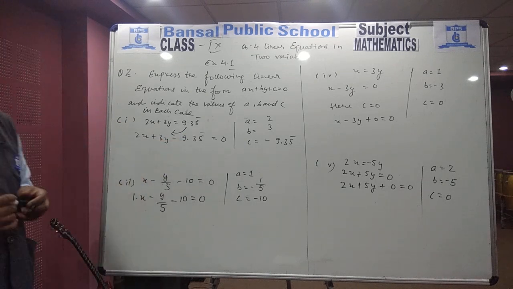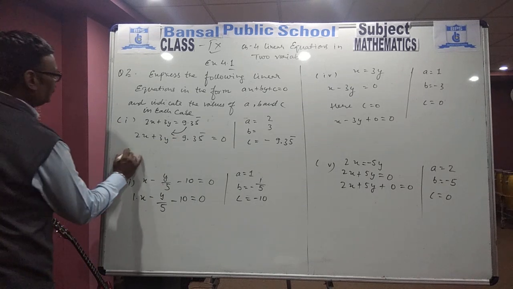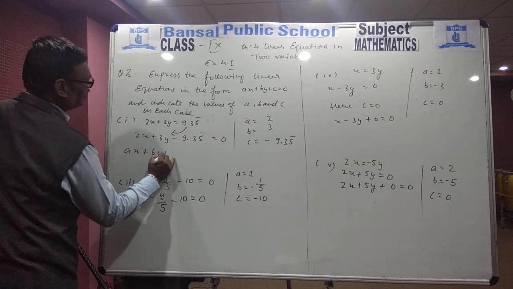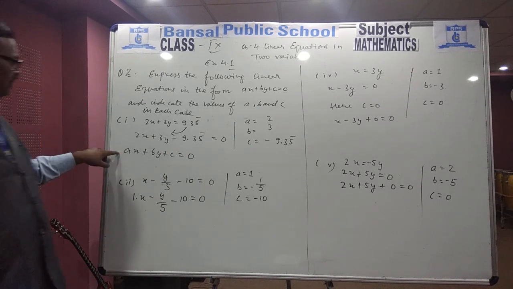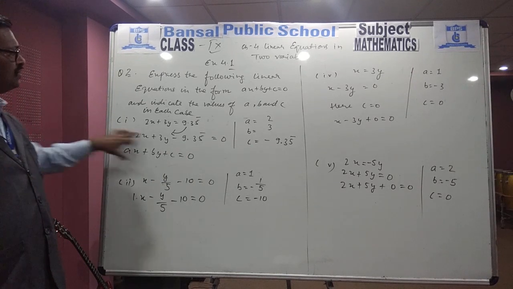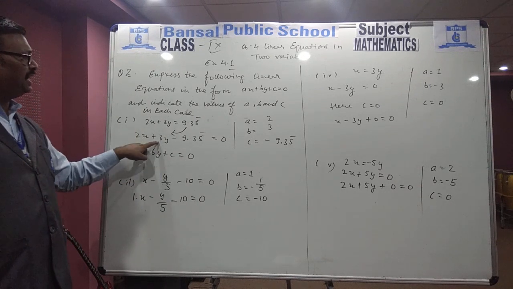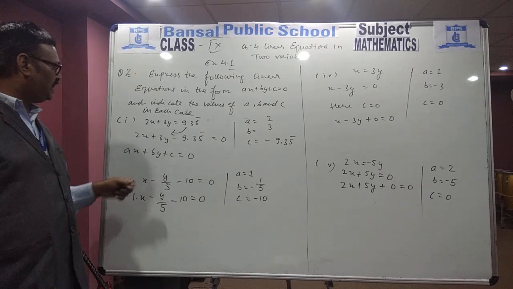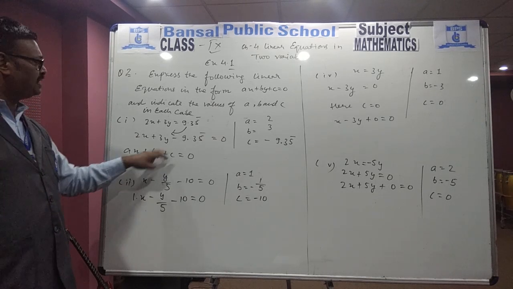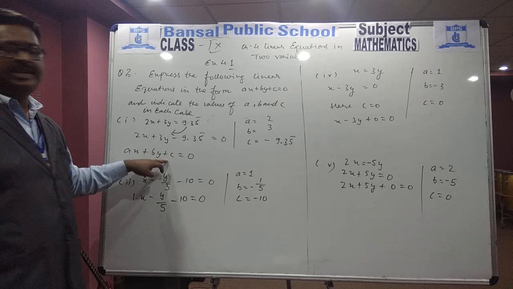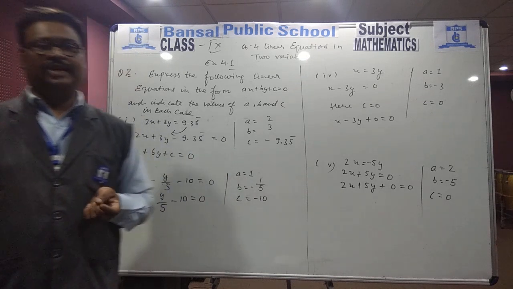So now let us compare it with the general form, that is ax plus by plus c is equal to 0. So what is a here? When I compare with the equation, a is equal to 2. Now let us look for b. b is here 3. And what about c? Check. It is a plus sign in the general form, but in the equation it is minus. So the value of c will be minus 9.35 bar. I hope it is clear.